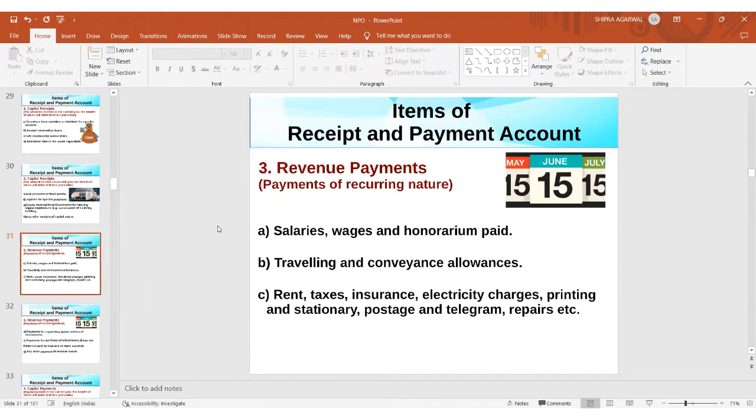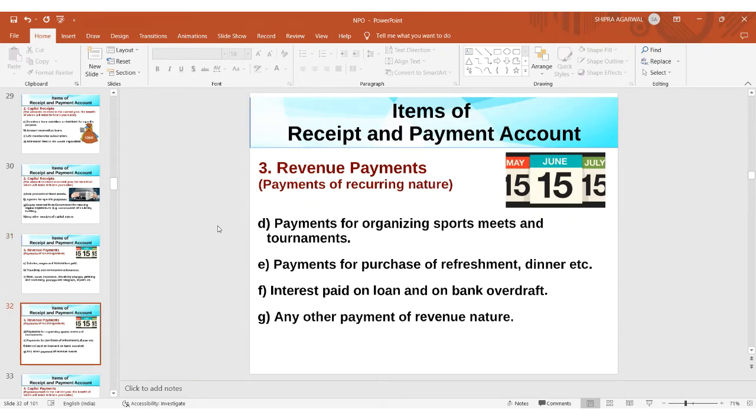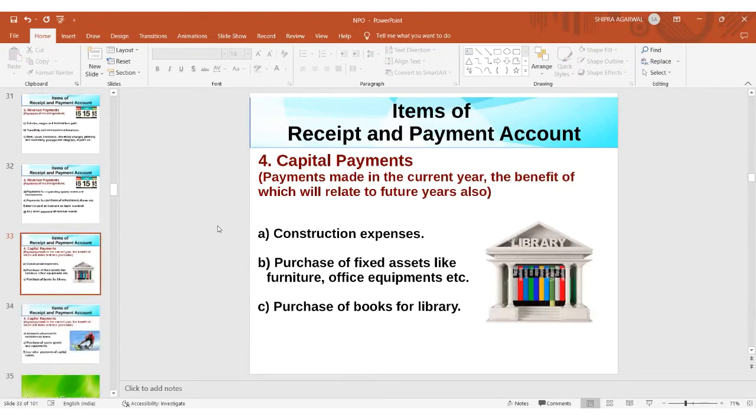Then if I talk about the revenue payments, means the payments that you have to incur on a regular basis. That can be maybe in the form of salaries, wages, or the honorarium that you pay, maybe the traveling and the conveyance allowances, rents, taxes, etc. And maybe when we are talking about these revenue payments, it could be in the form of whatever payment that we have to make for the purchase of refreshment, dinner, etc. Or maybe the interest that we have to give for the loan that we have taken, or maybe for the bank overdraft, or maybe any other payment that is applicable in your organization.